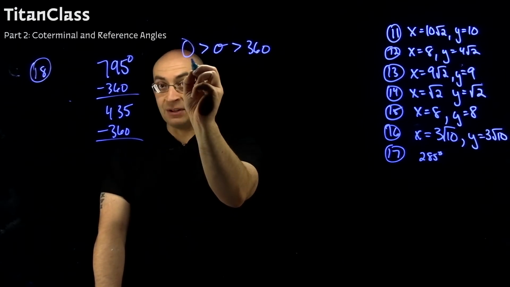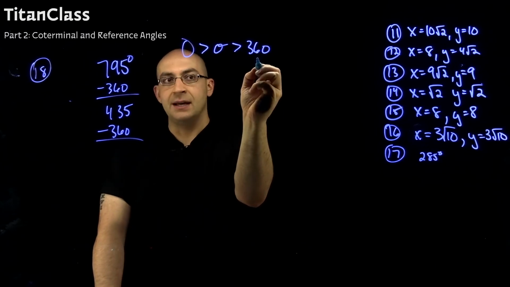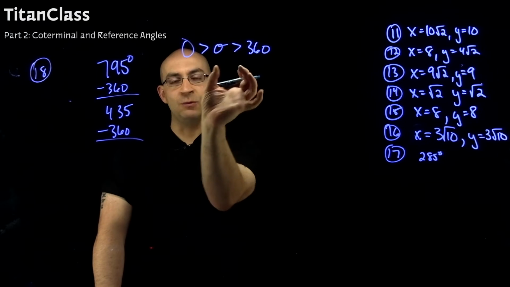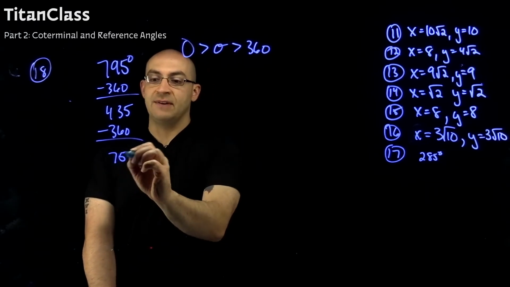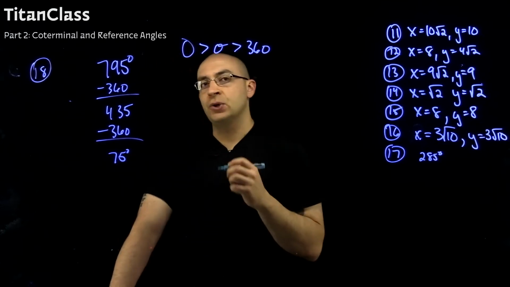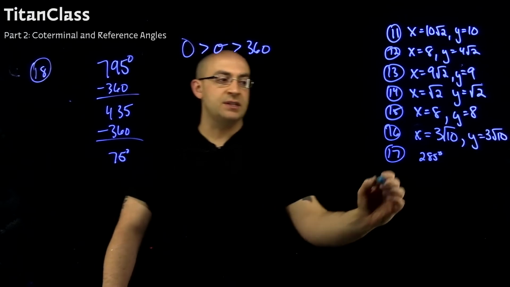It didn't move at all at 0 degrees. It moved to its starting point again at 360. I can't have it at either of those points. I need it where it was in between. So let's do that a couple of times, and our value is going to be 75 degrees. So a coterminal angle to 795 that falls between 0 and 360 is going to be 75.